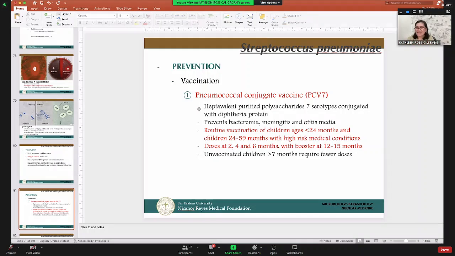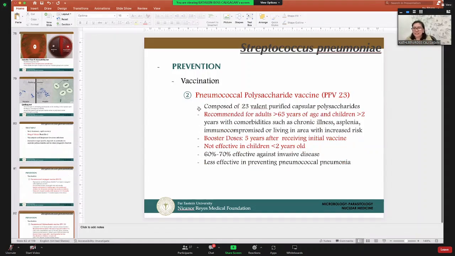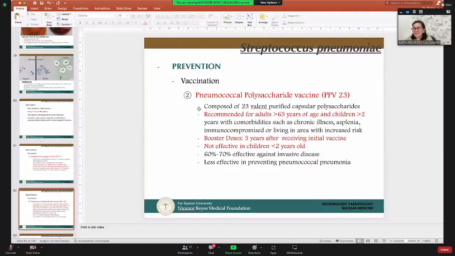So this is the vaccine you give for less than 2 years old. While for the vaccine for more than 2 years old and for adults more than 65 years old, you give the pneumococcal polysaccharide vaccine or PPV23. So it's effective against 23 strains. Recommended for adults more than 65 years of age and children more than 2 years of age.